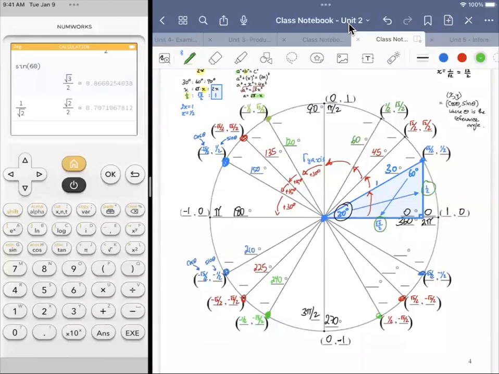Starting with 270, increase by 30. Increase 270 by 30, we get to 300. Increase by 15, we get to 315. Increase by another 15, we get to 330. Increase by 30, and we get to 360. So start off at whatever quadrantal angle you're at, increase by 30, 15, 15, 30. And you work that way all the way around the circle and you get the completed circle.